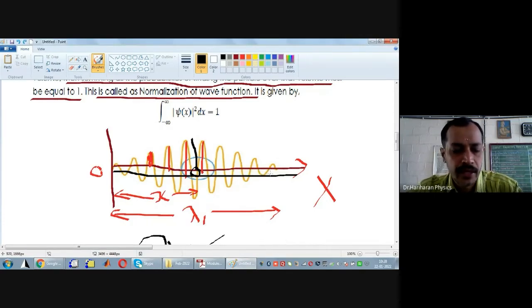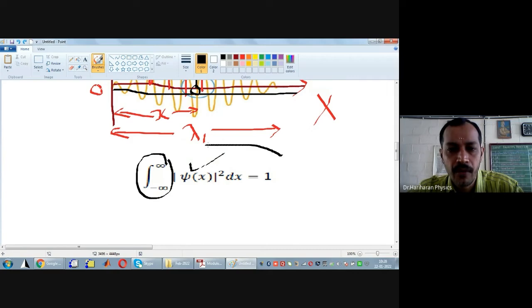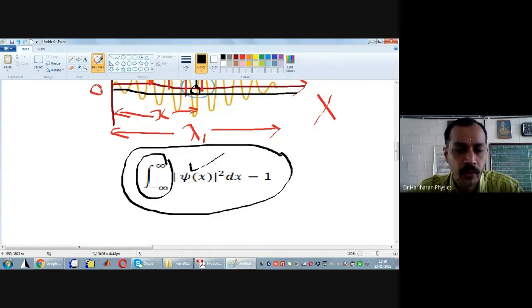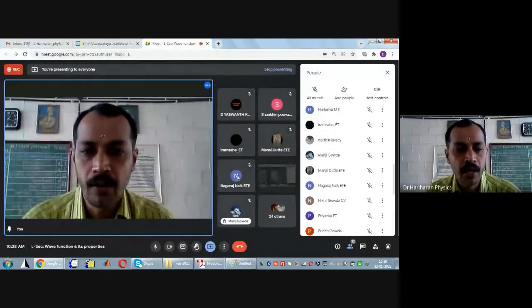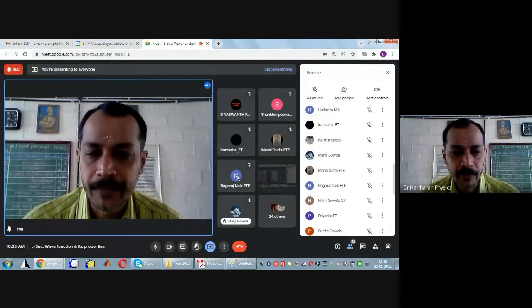So this condition we call what? The addition of all these probabilities should be equal to 1. This condition we call the normalization condition. Okay, this is clear.